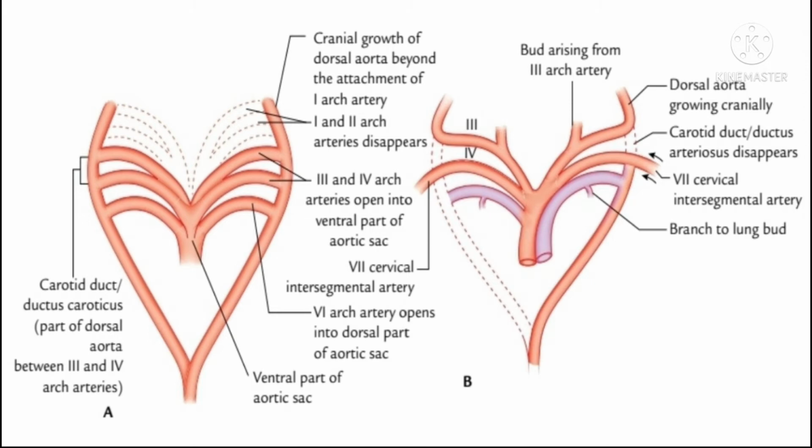So in this diagram on the left side, you can see that the first and the second aortic arches have disappeared. The first one will form the maxillary artery, and the second one will form the stapedial artery and the hyoid artery, both of which will not exist in the adult. And you can also see that the aortic sac is divided into a ventral part and a dorsal part. The ventral part is connected to the third and the fourth aortic arches, and the dorsal part is connected to the sixth aortic arch.